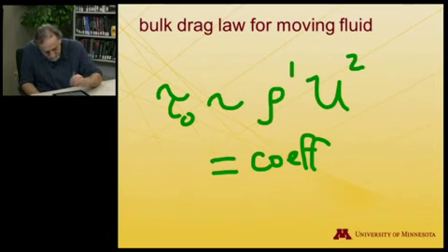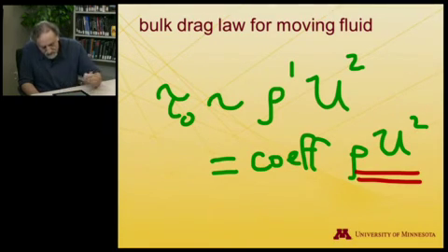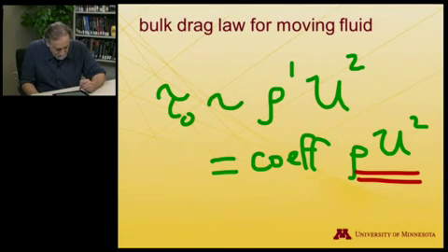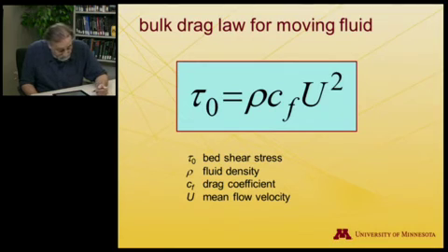So we'll just call it coefficient times rho u squared. And you're probably used to seeing this combination because we've used this several times as a scale for the stress. Stresses of various kinds scale with this quantity rho u squared. And the shear stress at the bed is no different from that. So that's our relationship, and if we write it out formally and avoid my handwriting, we end up with this relationship that I show here.